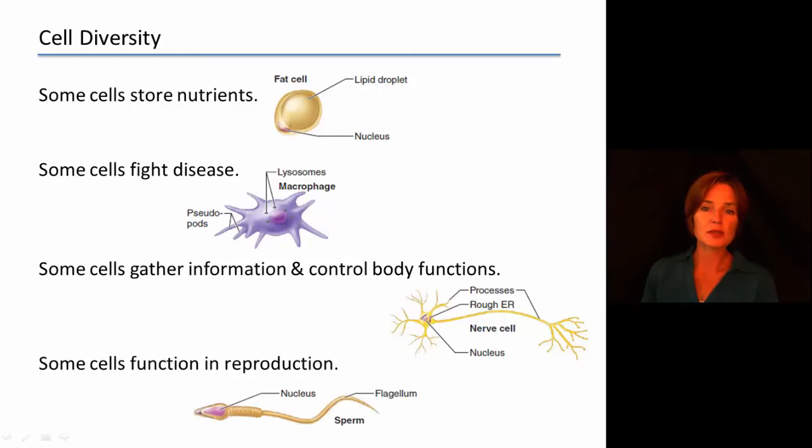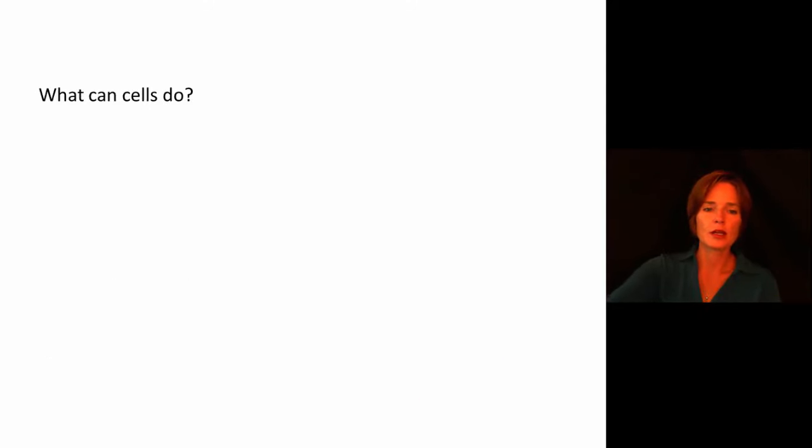And then lastly, we have some cells that are responsible for reproduction, which is one of those very important functions that living organisms need to perform. And the example that we see here is a sperm cell. And that one has to be motile because it has to get to that egg. And notice, because that is the role of that one, it actually has a long flagella on it to help it with that movement activity.